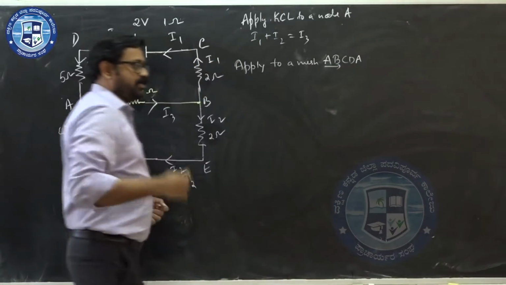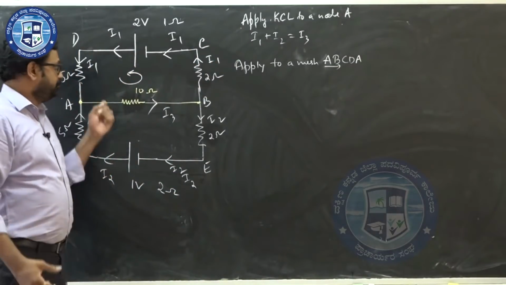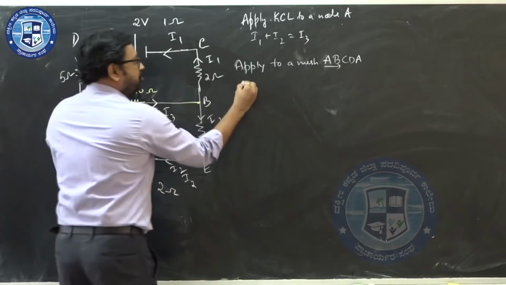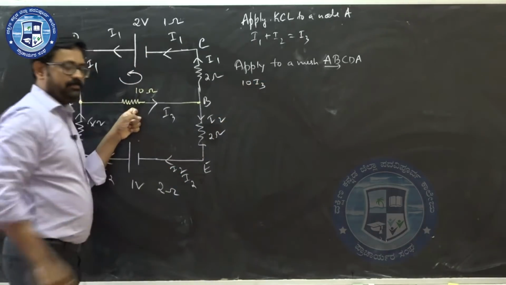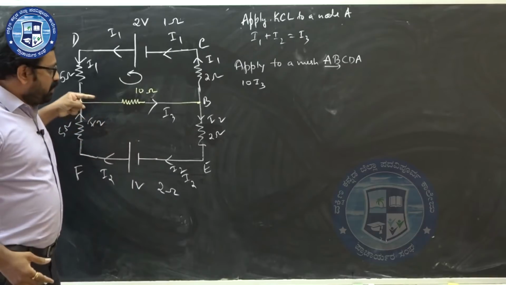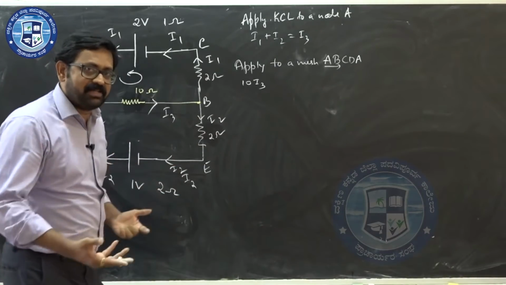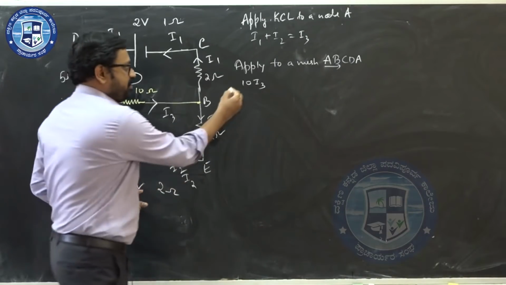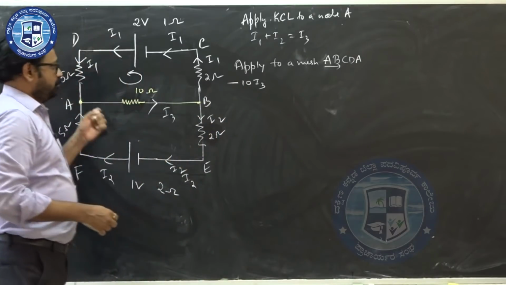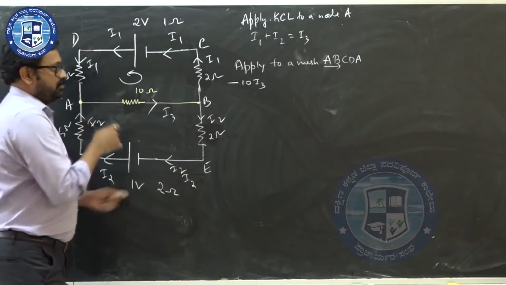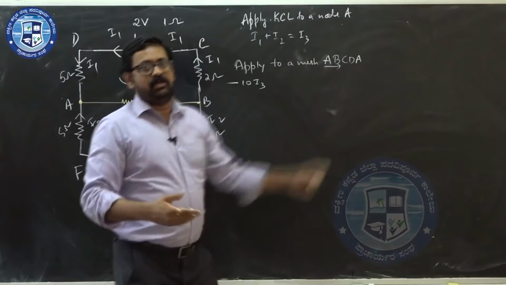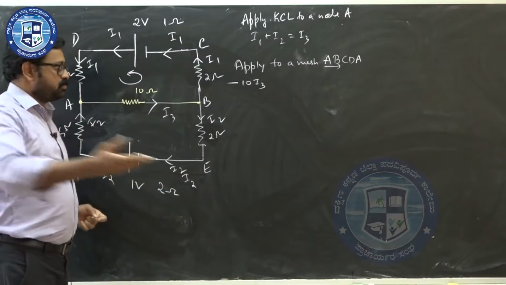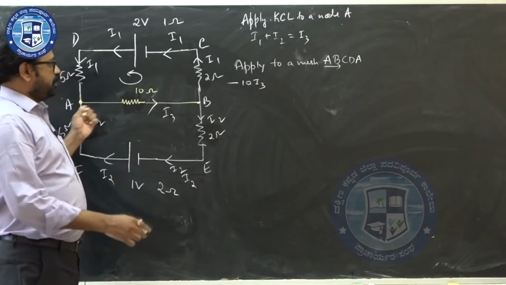I will go in the order A to B, product of IR, 10 into I3, right? Sign convention. If the direction of the current in the branch is the same as the direction of traverse, then the product of IR is taken as negative. I3, and see, direction of traverse is from A to B, I3 is also directed from A to B, so obviously the product of IR is negative. Okay, A to B I reached.